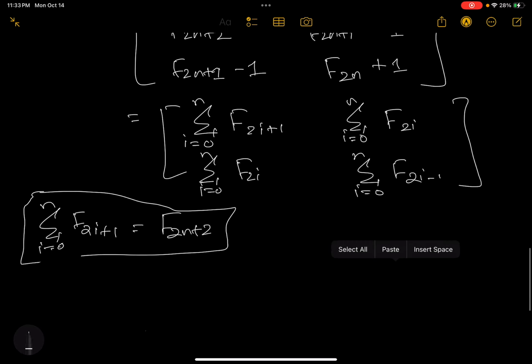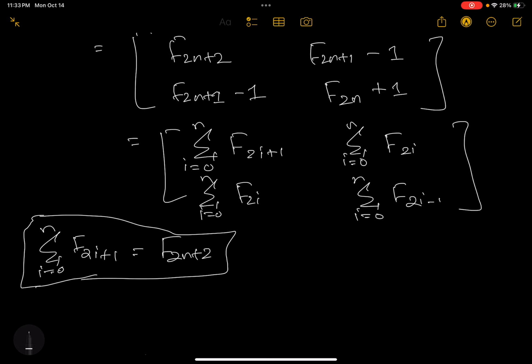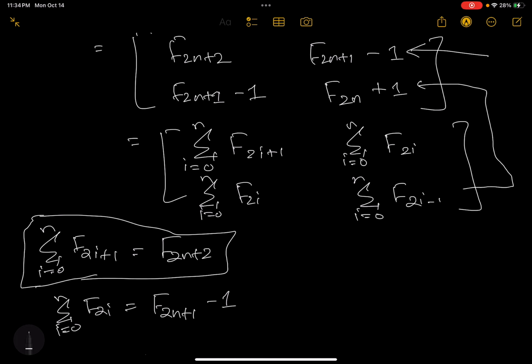One of the other formulas that we can get over here, from the second expression, is the sum from i equals 0 to n of f(2i), which is over here, that is f(2n plus 1) minus 1. Now how to make sense of this result? Let's try to see how to make sense of it, because there's an index that's not valid, right?